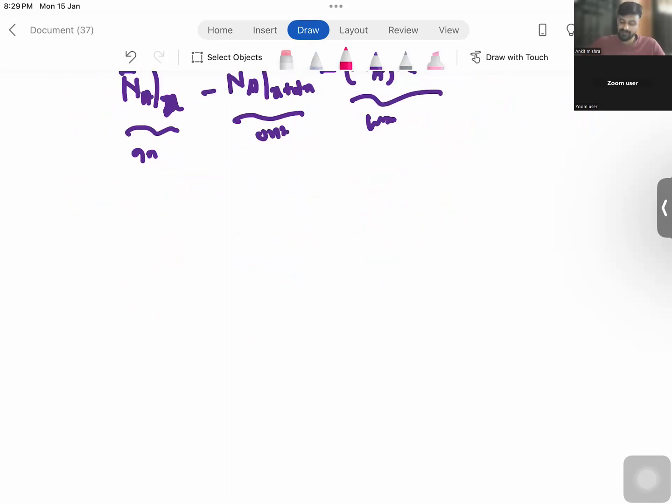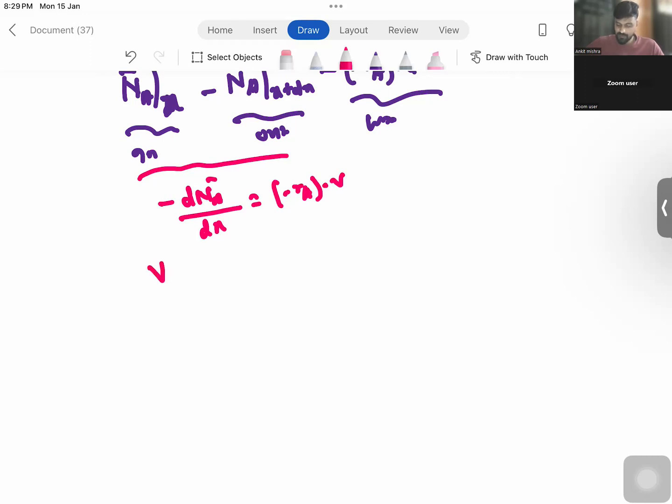Now, if you do the Taylor series expansion of this particular thing, I'm not going to write everything directly. So this becomes dNA divided by dx equals minus of Ra into V, right? Now, volume can be written as cross-sectional area, obviously, times the thickness, which is dx. Fine? Thickness is dx.